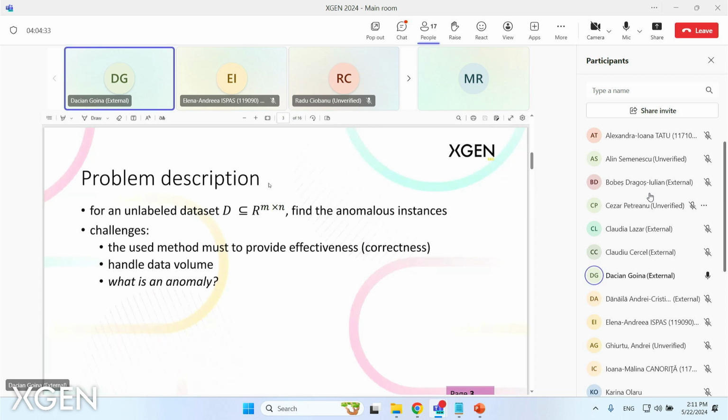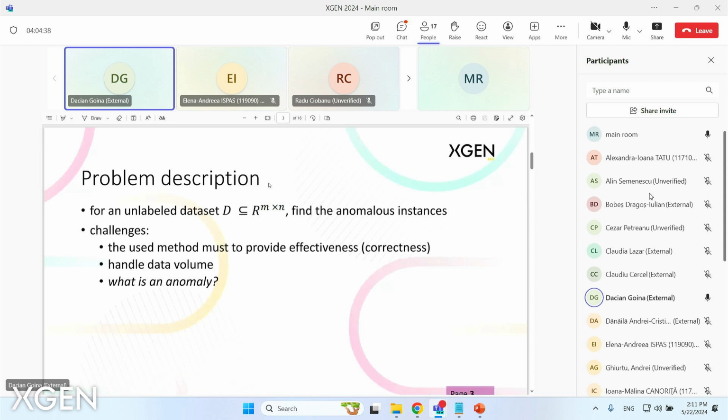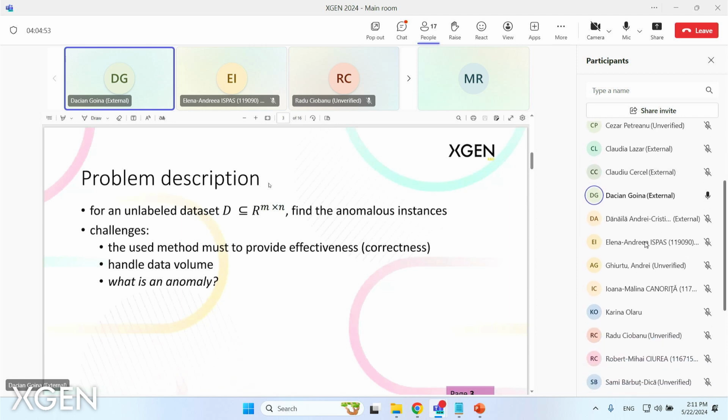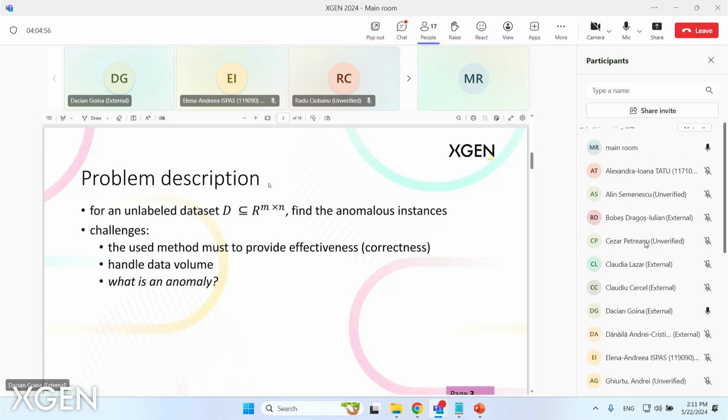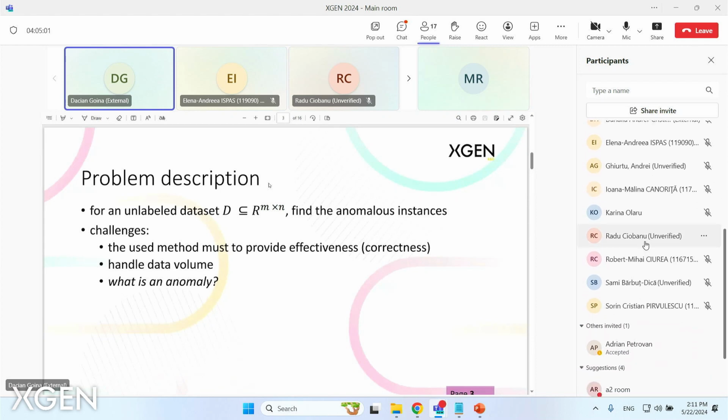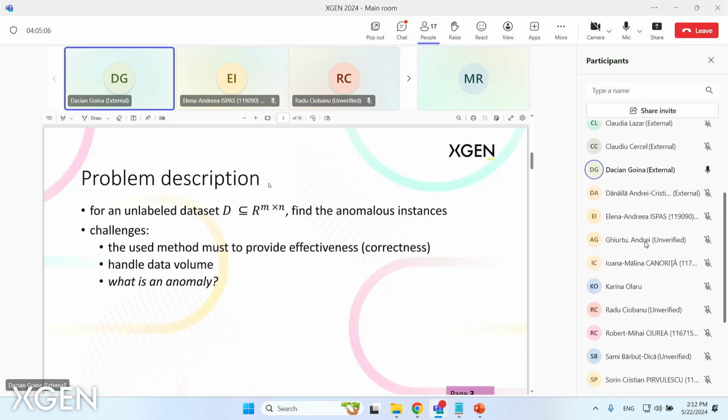So let's say as a problem description, starting with the unlabeled dataset D, we need to find the anomalous instances. I mean the anomalous data. Obviously, we have some challenges, like the employed method must be effective, I mean to detect the proper anomalies. Also, because the machines generate a lot of data, the model must be able to handle the data volume. And also, we have a problem related to the anomaly definition.